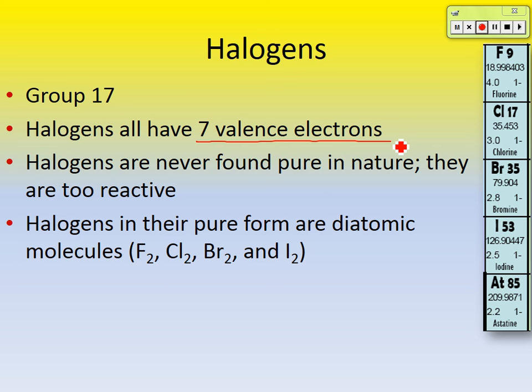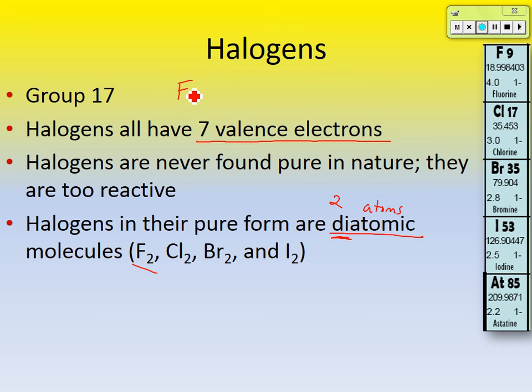Okay, here's something cool to think about. Halogens in their pure form are diatomic. Guys, what does di mean? Two. It means two. And atomic means two atoms. So they're always looking to form a bond with themselves. Let me show you and see if I can help you make sense of this.